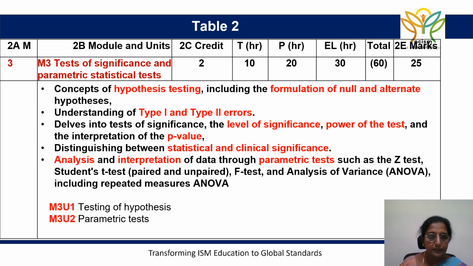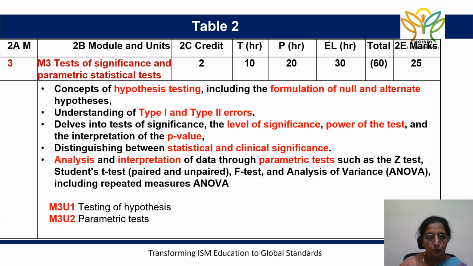Coming to module 3, this also consists of 2 units, M3U1 testing of hypothesis, M3U2 parametric test. It carries 2 credits with 60 notional learning hours and 25 marks assigned for the university examination.